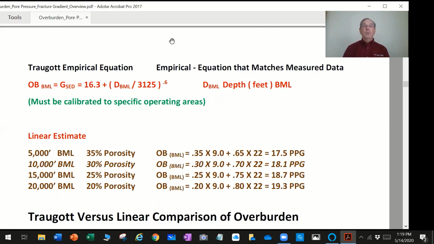Again, if you Google papers about overburden, you'll find many papers, probably by graduate students, that did work and came up with different empirical equations for modeling overburden in various areas of the world. So it always should be calibrated to specific operating areas. These values of the exponent or the depth may change slightly in different areas of the world.